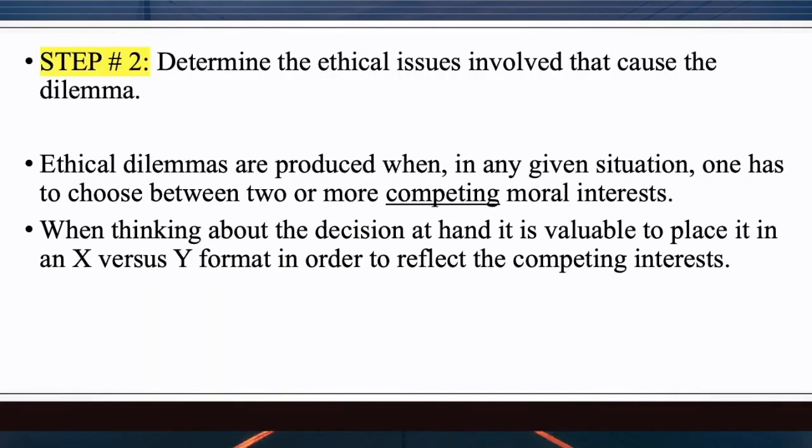Step 2, determine the ethical issues involved that cause the dilemma. Ethical dilemmas are produced when, in any given situation, one has to choose between 2 or more competing moral interests. So this is kind of self-explanatory. There's an ethical issue because 2, in this case 2 or more, moral interests are competing with one another, kind of like butting heads. And which one do you choose?